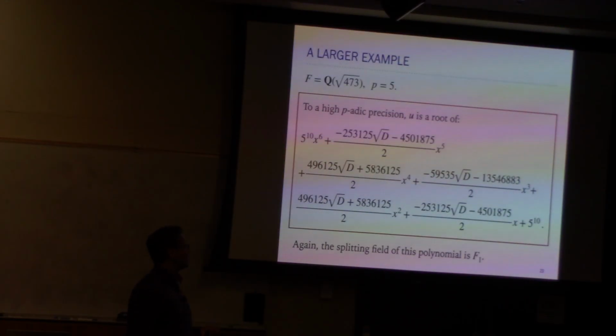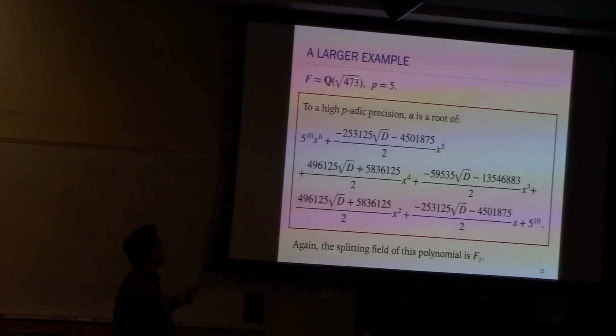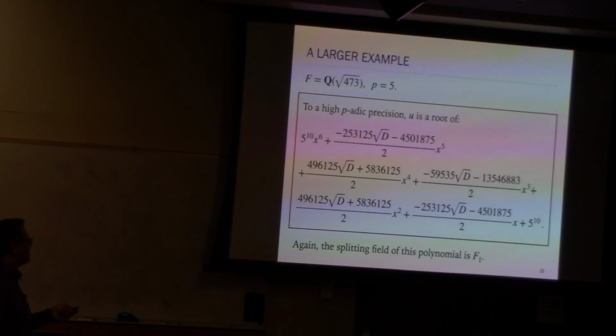So it really is explicit class field theory. Here's another example, where I can get the narrow Hilbert class field to be Z mod 6Z. And you can see the numbers get big pretty quickly.